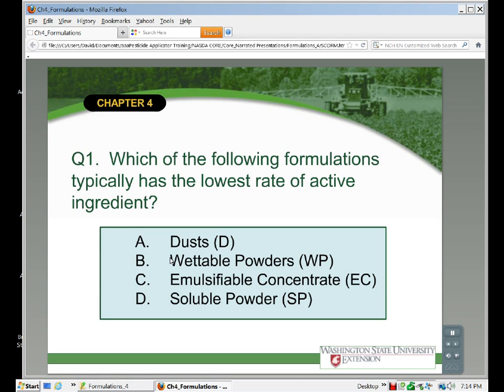Question 1. Which of the following formulations typically has the lowest rate of active ingredient? A. Dusts, D. B. Wettable powders, WP. C. Emulsifiable concentrate, EC. D. Soluble powder, SP. Answer: A. Dusts typically contain less than 15% active ingredient. The other three can be highly concentrated, like 80% wettable powder or an 8-pound per gallon emulsifiable concentrate.